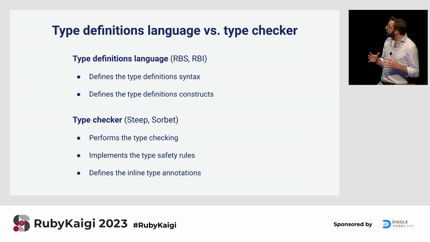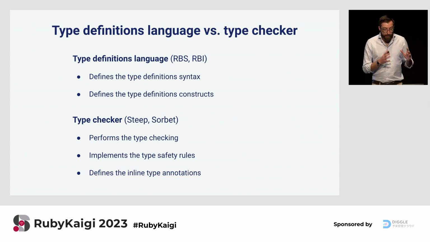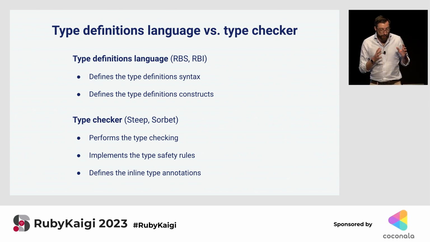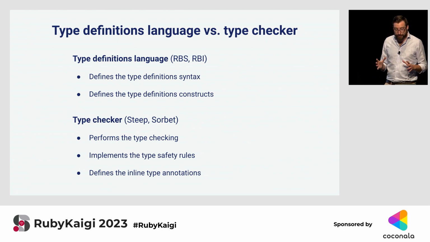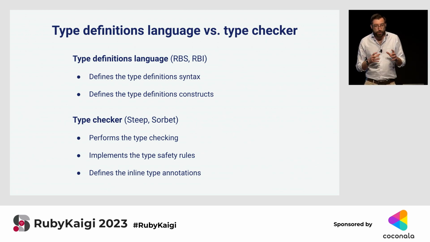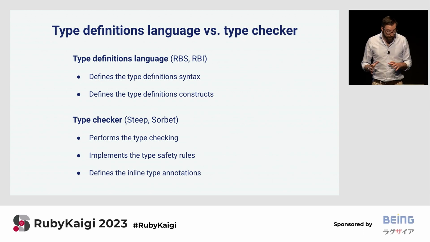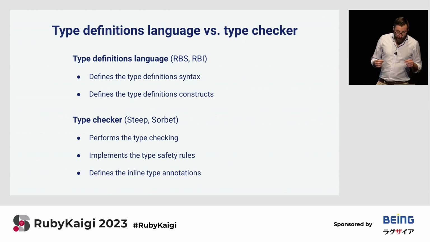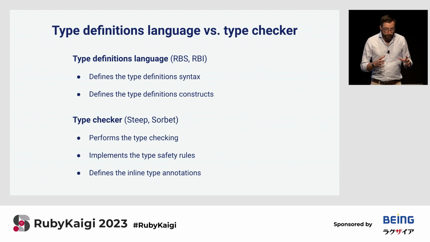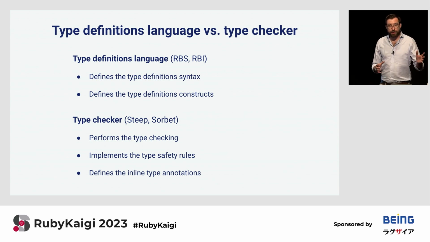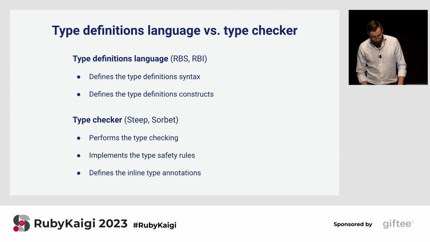It's important to make the distinction between what is the type definition language and what is the type checker. The type definition language, RBS or RBI, defines the type definition syntax you're going to use to write types for your application. And it defines the constructs on which you can put types. The type checker, such as Steep or Sorbet, performs the actual type checking. It implements the type safety rules that are going to be applied to your program to say this is a type error, this is not a type error. And it also defines the inline type annotations, such as a cast, that it may have to use to perform the type checking.